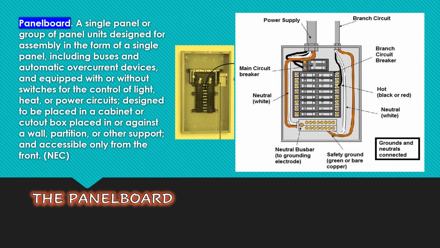So this is the panel board. Basically, it has power buses, and it is where our branch overcurrent devices are installed. It is mentioned that it is accessible only from the front. So we have a cover here in the real panel board. There is a cover in front, which is the only way of access.